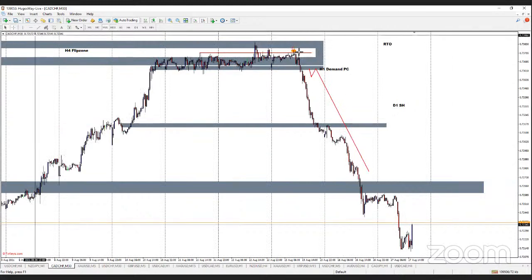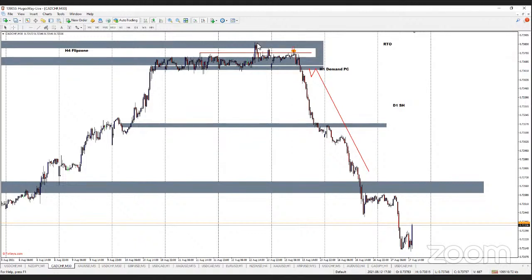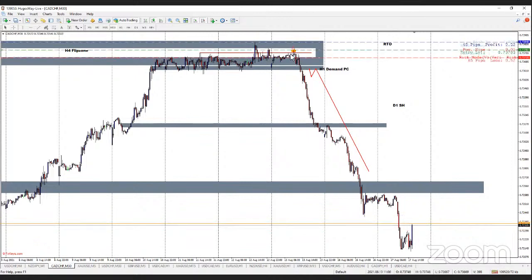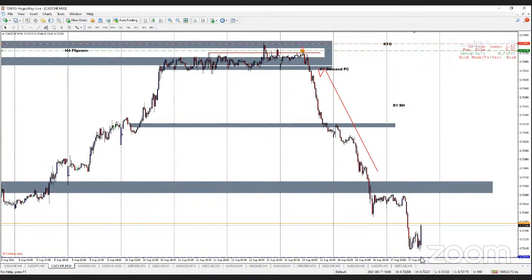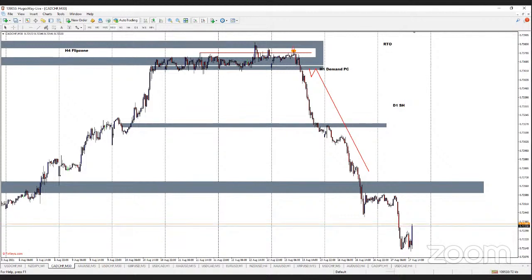CADCHF has done a hell of a lot of pips. We've had over 165 pips with a stop loss of 6 pips, so you can imagine already the risk to reward is absolutely crazy. Let's see the risk to reward on that. With a stop loss of, I think, 92 pips, it gives you £26. So about 1 to 26 risk to reward. What a crazy trade. That was the one I didn't take, sadly, but it's such a beautiful trade anyway.